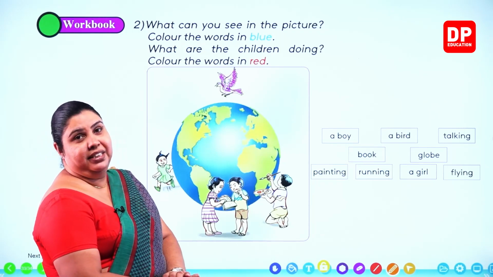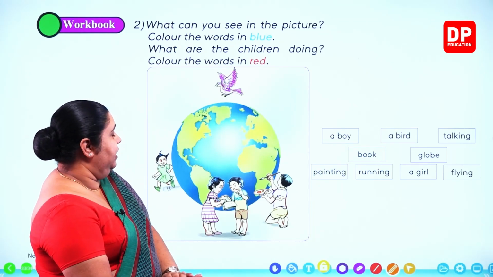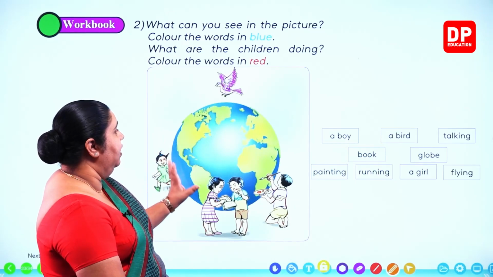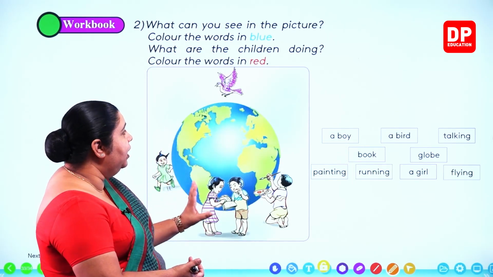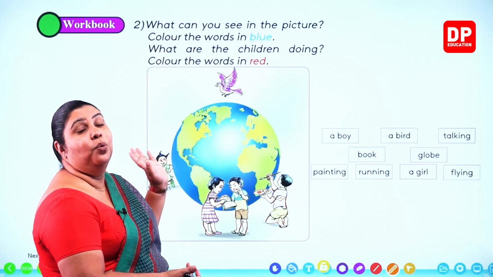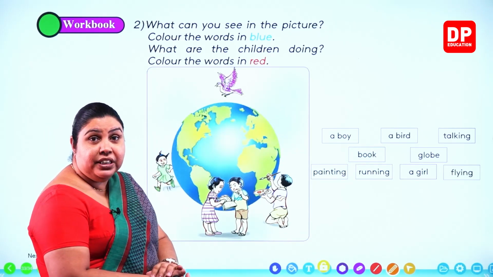There is a bird. And we can see our beautiful world. We can see our beautiful world and a bird flying over our world. Then what can you see?